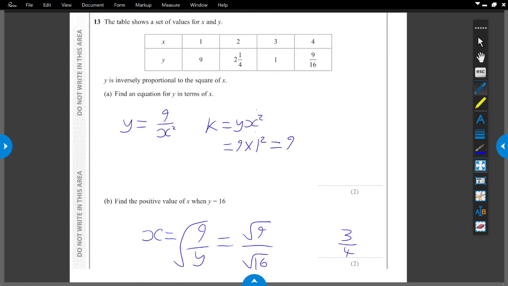Now, another way of going about this is if we understand what the proportion is basically telling us. Our y value here was 1. If we times 1 by 16, we get 16. And it's going to have the opposite square root effect on x. So we're going to divide by 4. And that's basically what we have down here, 3 divided by 4.